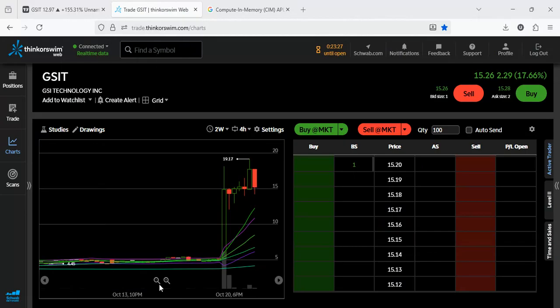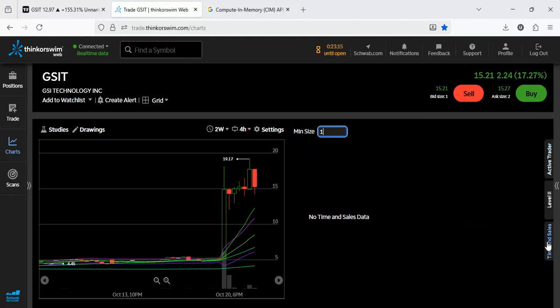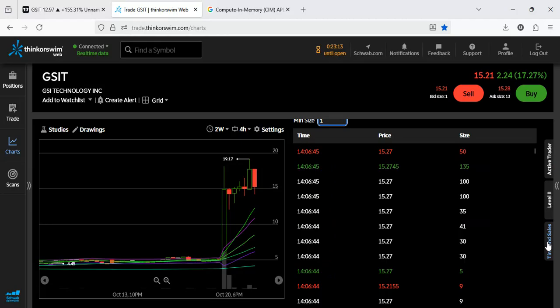Overall, sentiment around GSIT is turning increasingly bullish, with many seeing it as an overlooked small-cap AI play poised to benefit from the growing demand for efficient, scalable AI hardware, potentially placing it in the same conversation as industry giants like NVIDIA and AMD, albeit on a niche, energy-optimized front.